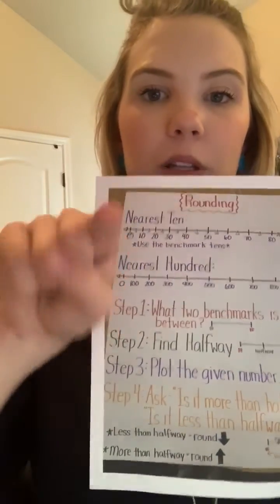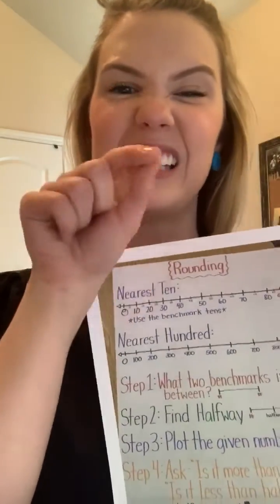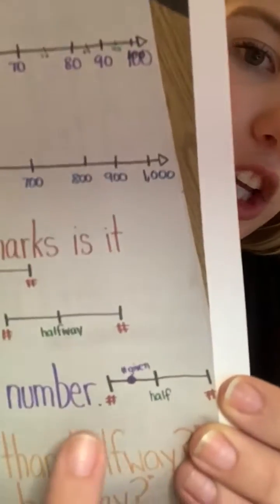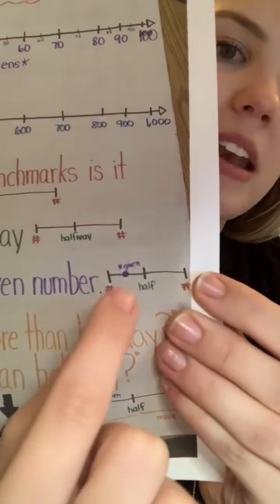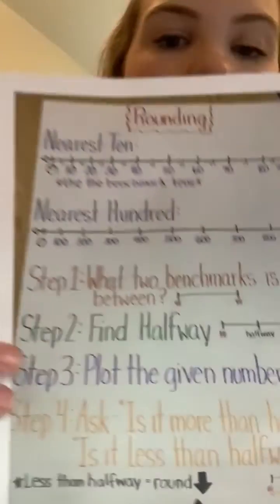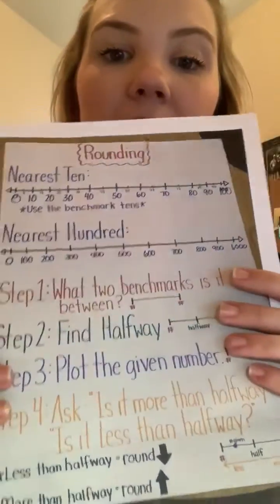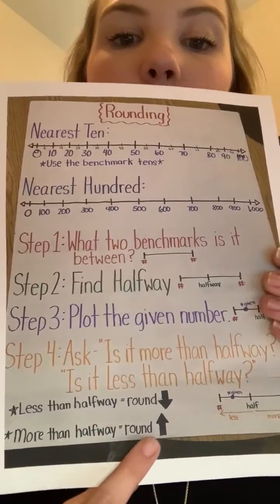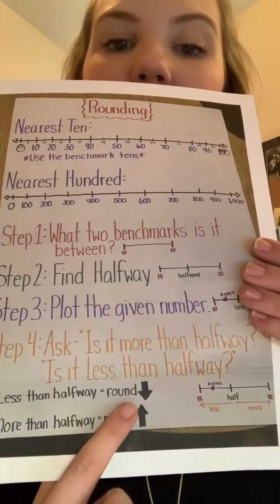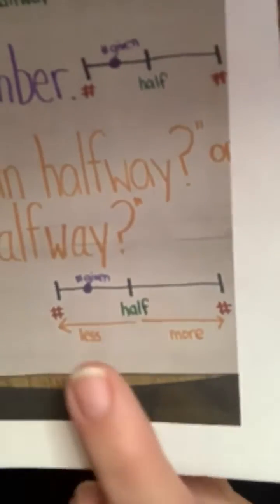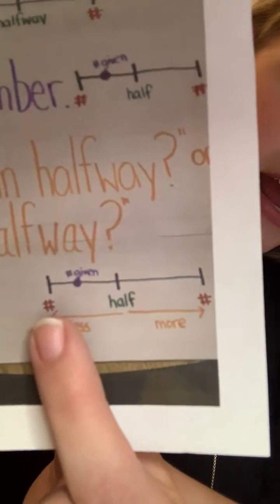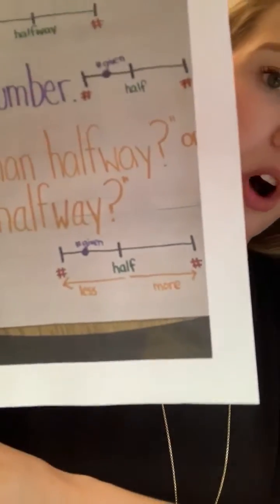Step 3, you're going to plot the number, and that's where we put our finger out and we put a dot for that number. So it looks like this. You have your 2 benchmarks, your halfway, and then you plot the number. We label that number on top. And then number 4 is you ask yourself, is it more than halfway or less than halfway, right? If it's more than halfway, you're going to round up. And if it's less than halfway, you're going to round down. Okay, so we've got our number here. If it's plotted, this is less than halfway, so it rounds down to that smaller number.